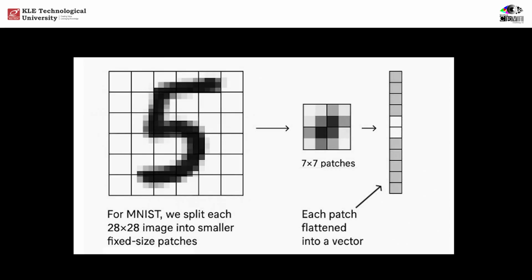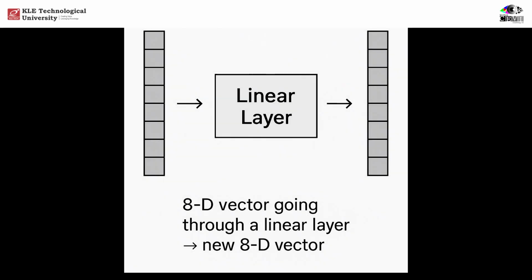Unlike CNNs, ViTs don't scan an image pixel by pixel. Instead, they divide an image into smaller fixed-size patches. For MNIST, we split each 28 by 28 image into 7 by 7 patches, each 4 by 4 pixels. We then flatten each patch and turn it into a vector, giving us a sequence of 49 tokens, just like 49 words in a sentence. Next, each patch vector is passed through a linear layer, a simple neural network layer, to project it into a new space, say, 8 dimensions.